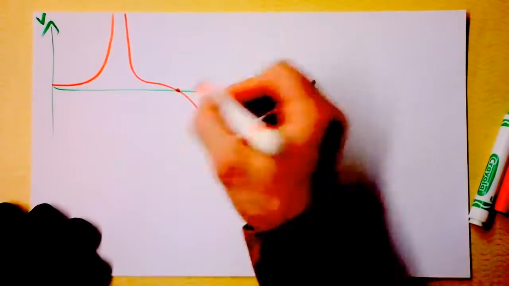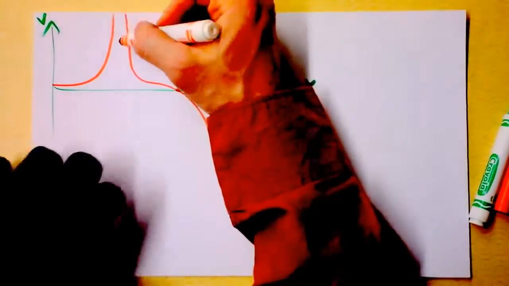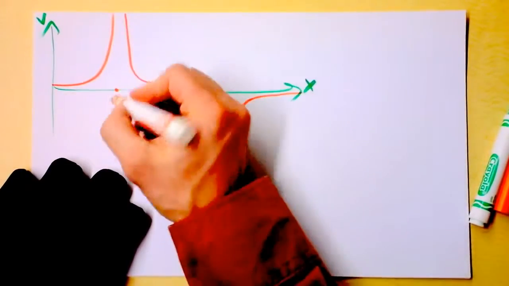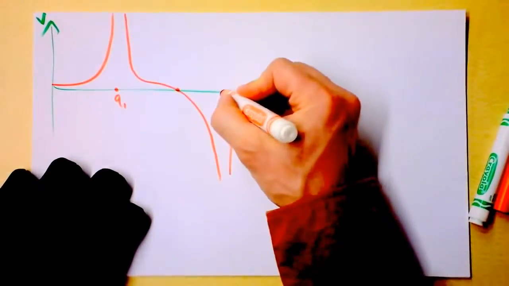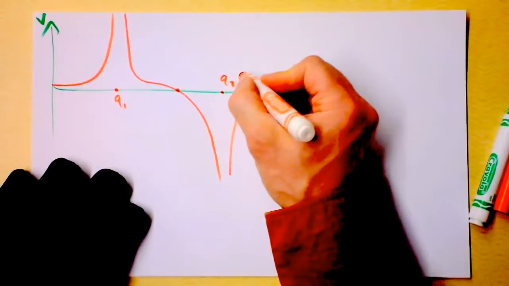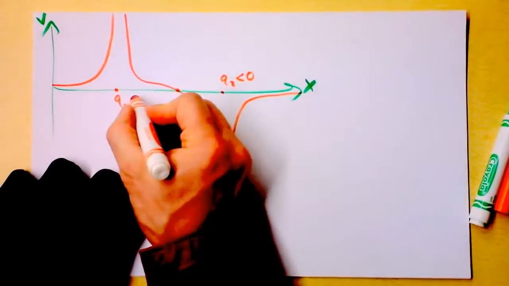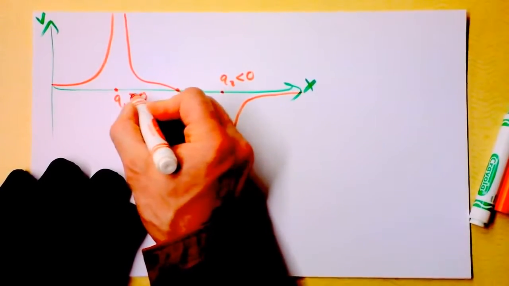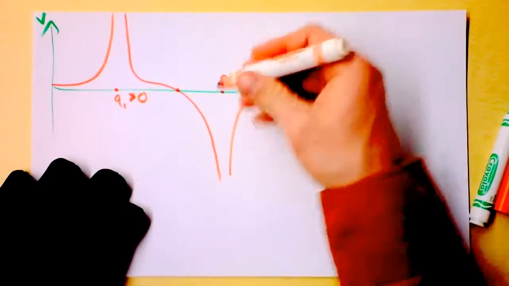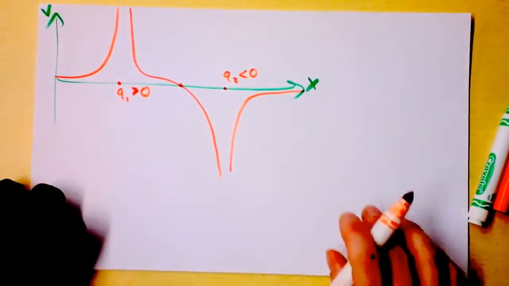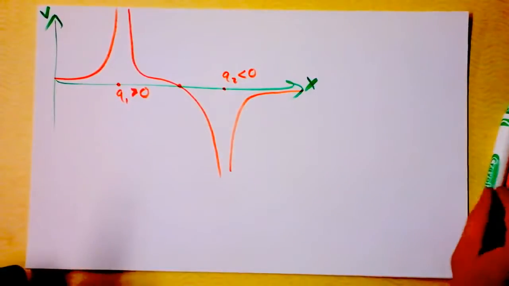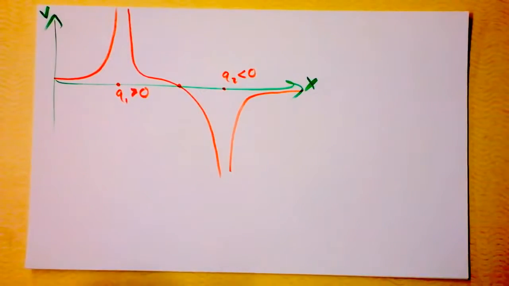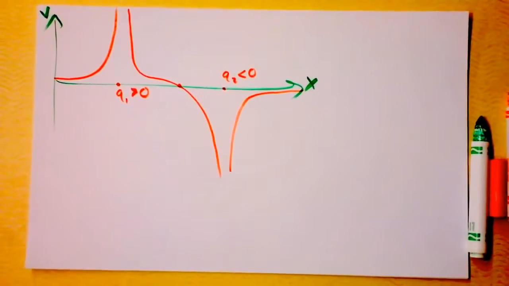Notice at this point, the potential is exactly 0. This must have been a charge right here. What did we have? Q1 right here. I don't even care. We had a Q2 right here. Q2 seems to be negative, and Q1 seems to be positive because its potential is infinite, and this one's potential is negative infinite.